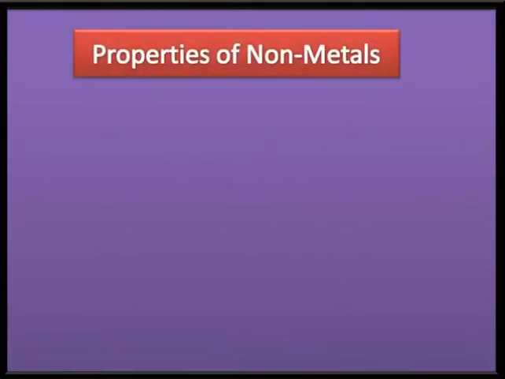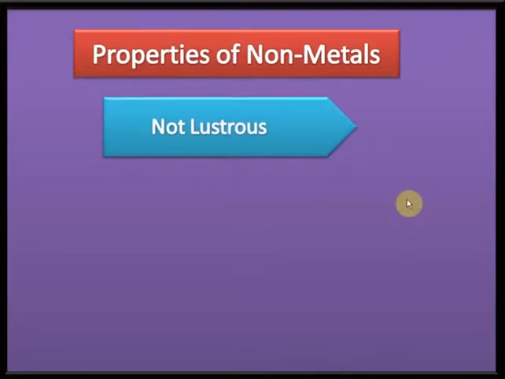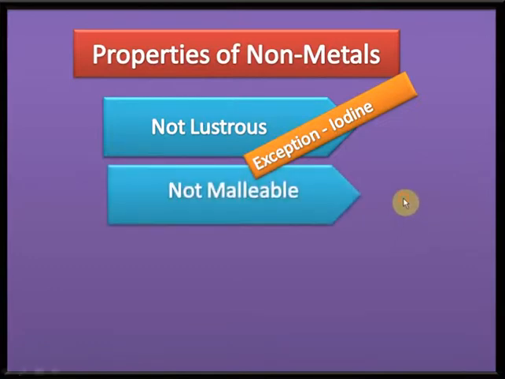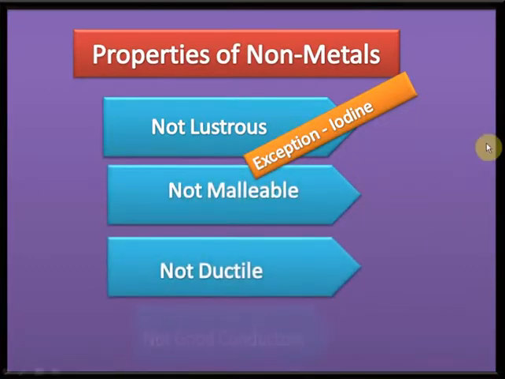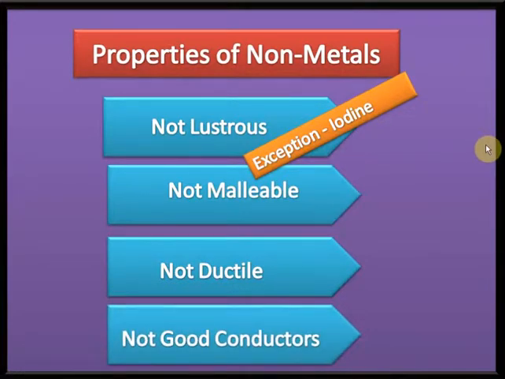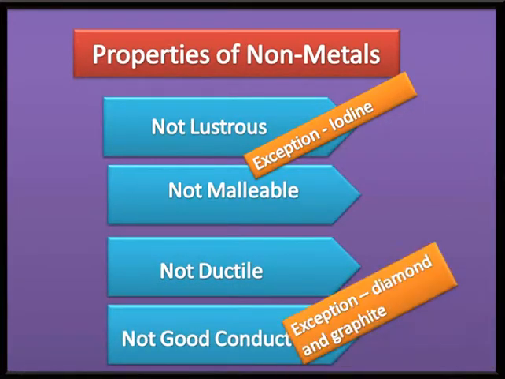We had even learnt that non-metals, on the other hand, are not lustrous, of course, apart from iodine, which is an exception. They're not malleable, they're not ductile, and they are not good conductors of heat and electricity. We had also learned that diamond and graphite were exceptions. Diamond is a good conductor of heat and graphite is a good conductor of electricity, and both are forms of carbon. We had learned all this in the previous chapters. Of course, if you've forgotten, malleability means the ability to be drawn into sheets, while ductility is the ability of a substance to be drawn into wires.